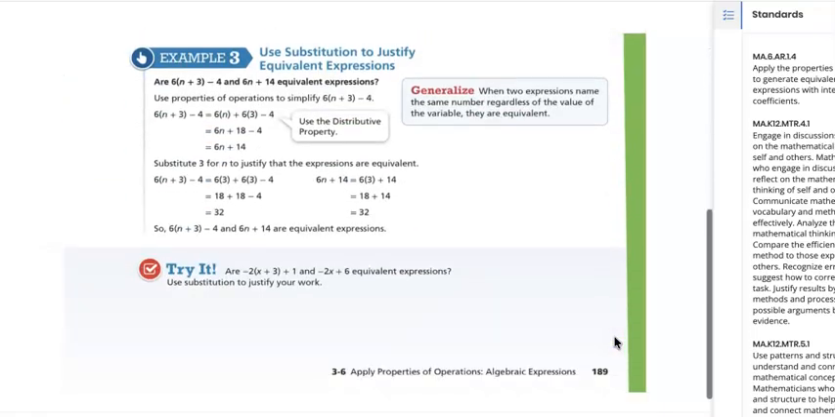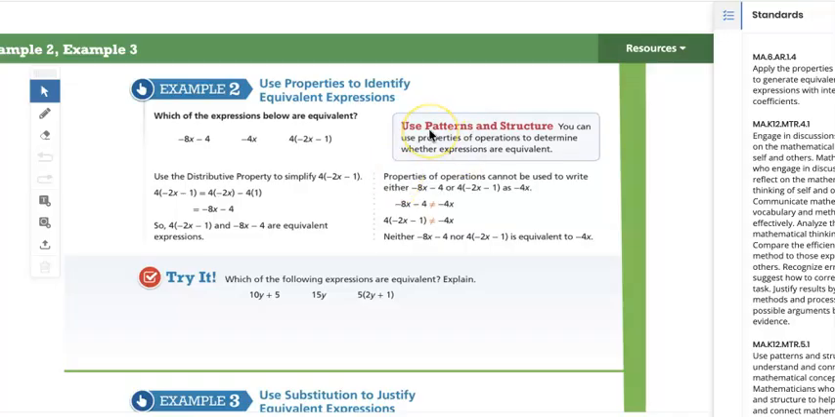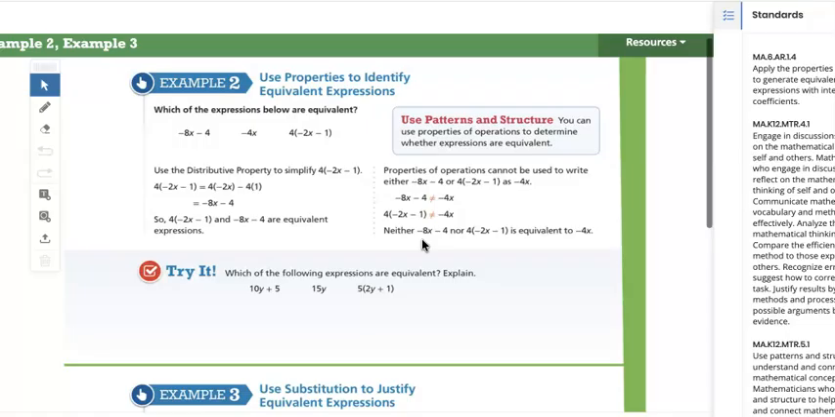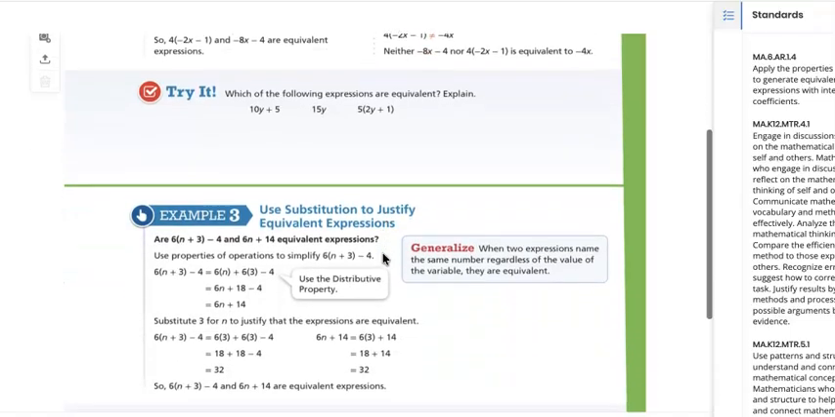Now we're on page 189. I need you to read the example. Look at the patterns that you see going on here. And then you're going to try it. Which of the following expressions are equivalent? And explain why. Okay, so look at this, and look at this. The only thing you can do here is pull out a 5, and that leaves you with what inside? Here, when you distribute the 5, what are you going to get?